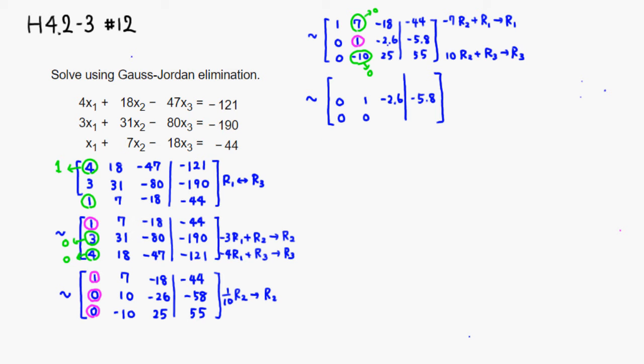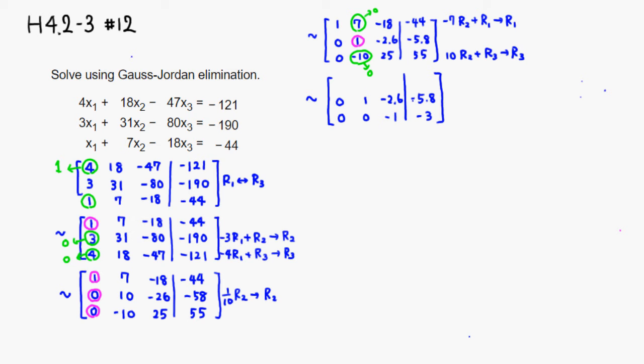I multiply this guy by 10. So negative 26. Add it to 25. So it's going to be negative 1. Right? And multiply negative 5.8, so it's negative 58. Add it to 55. So it's going to be negative 3. Right, so we got that.